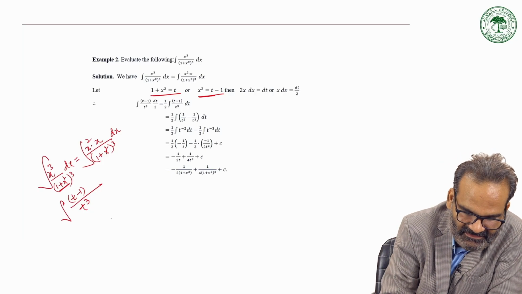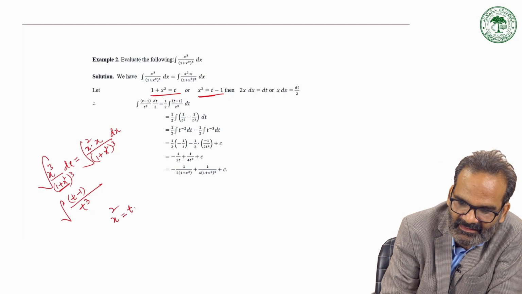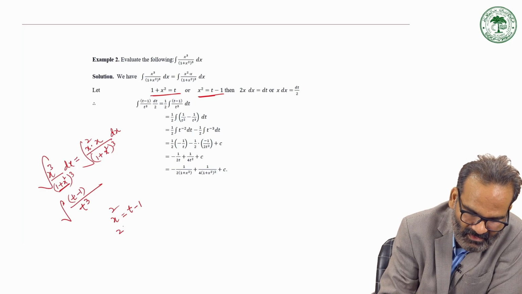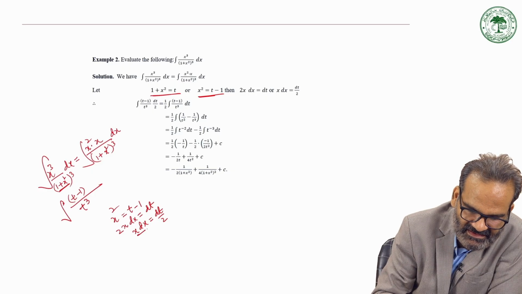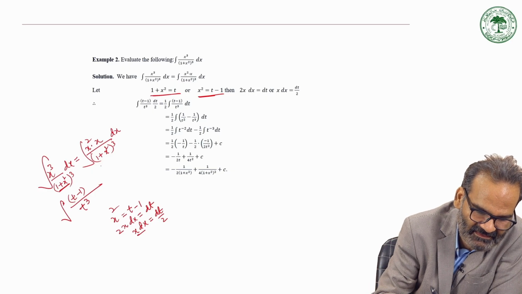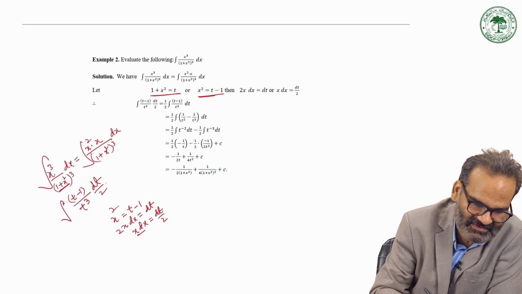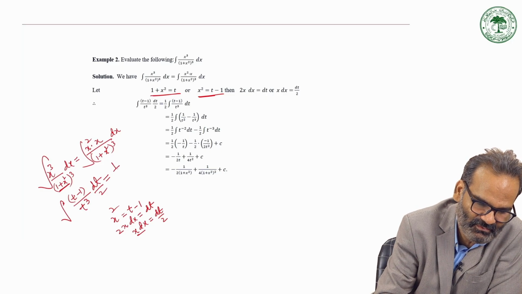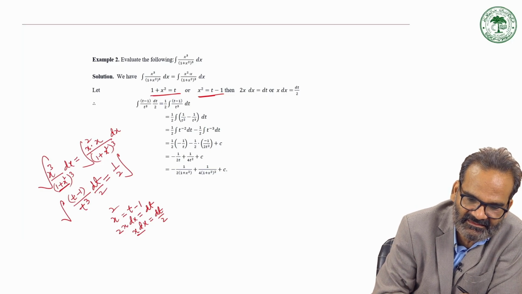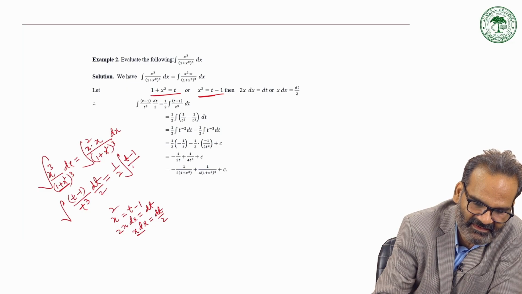See, if x square is equal to t minus 1, then 2x dx is equal to dt. So x dx will be equal to dt by 2, right? So x dx is dt by 2. So what will you get here? t minus 1 into t cube, and the value of x dx is dt by 2. So what is left here? 1 upon 2 can be taken outside. We will get here t minus 1 divided by t cube dt, right?